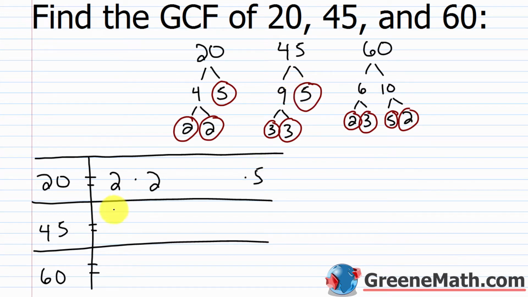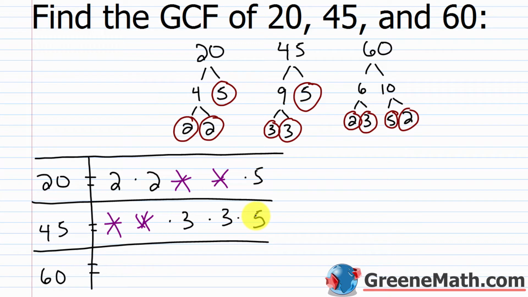For 45, I don't have any factors of 2. So I'm going to mark those out to show that it's not here, not here. And then I have 2 factors of 3. So let's put that there. So times 3 times 3. And while I'm doing this, I'm going to go ahead and mark this out to show I don't have that here. Right? It's not going to be common to everything. And then I also have a factor of 5 in 45.